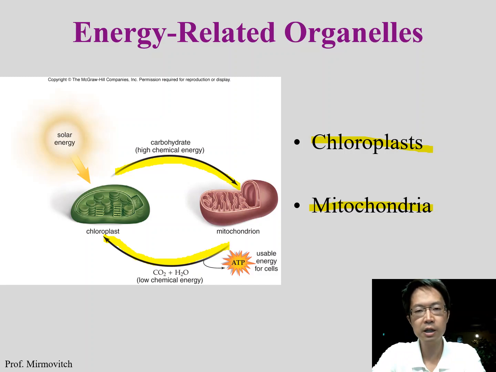So we use ATP in both human and plant. You can find mitochondria in both animal and plant, but you can find chloroplasts only in plant.